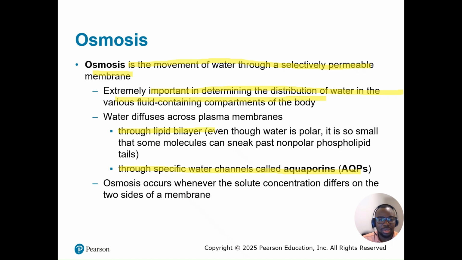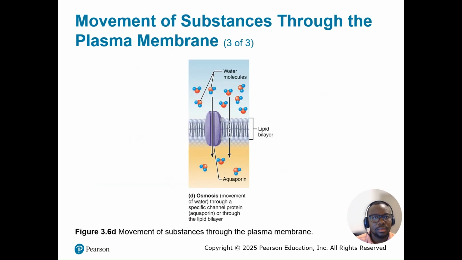Osmosis is important in balancing the solute concentration across membranes. It occurs whenever the solute concentration differs on two sides of a membrane. This figure illustrates osmosis. Notice that water molecules can cross the plasma membrane through a specific channel called aquaporins or directly through the lipid bilayer.